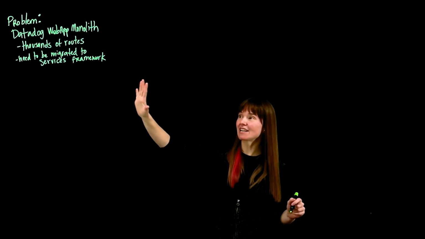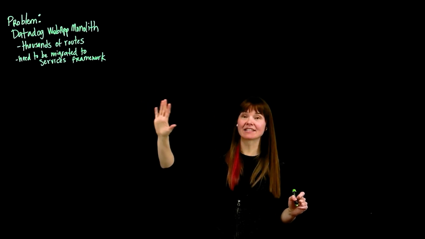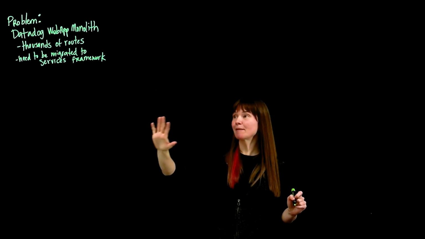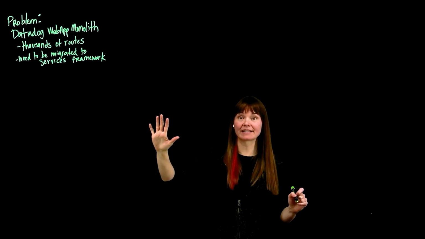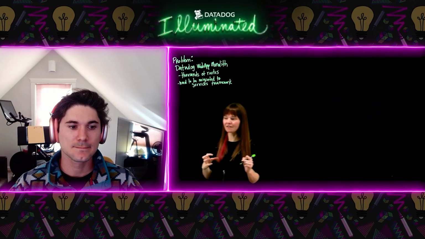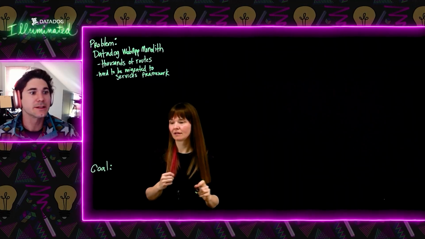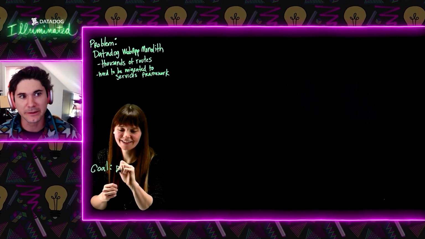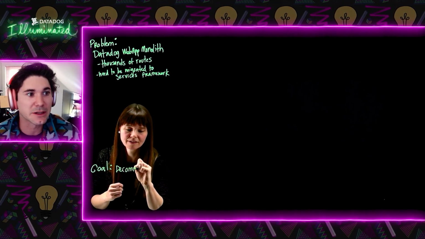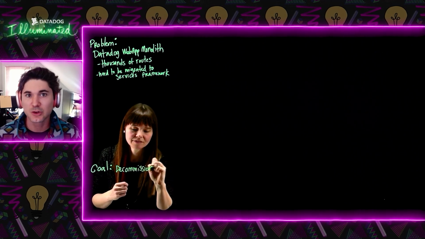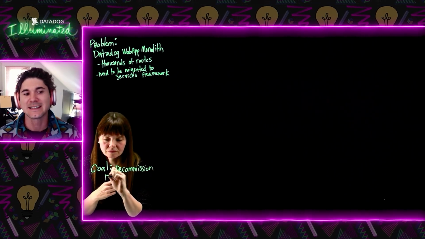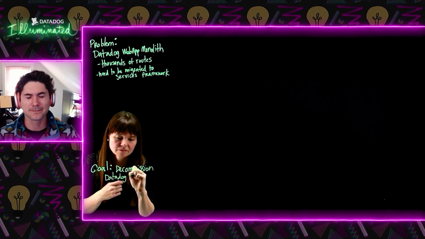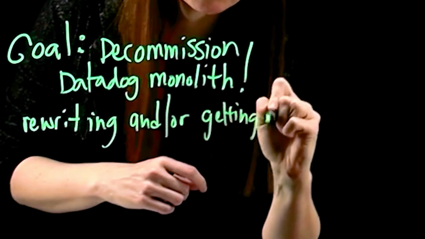So we have this Datadog web app monolith. It has thousands of HTTP routes. It needs to be migrated to a services framework that already exists. And so what is the actual end goal of the tool that you're building? So the end goal is that we can completely decommission this monolith. It's not to say that every single route will be rewritten into our new service framework. Some might be decommissioned entirely. But the majority of them will be rewritten so that we can turn off the monolith. Rewriting and/or getting rid of.